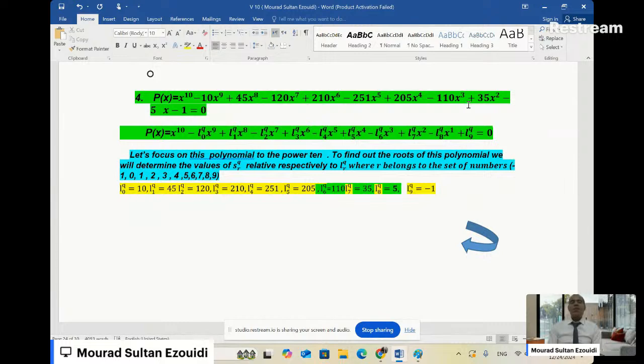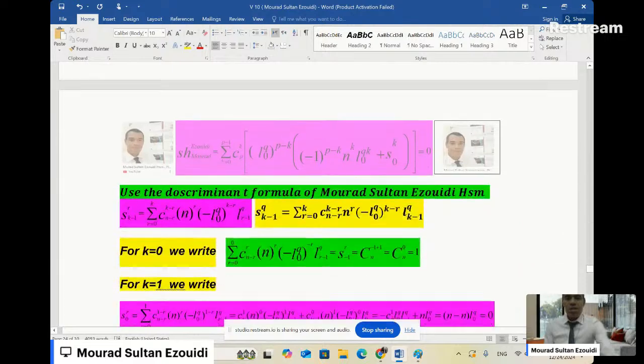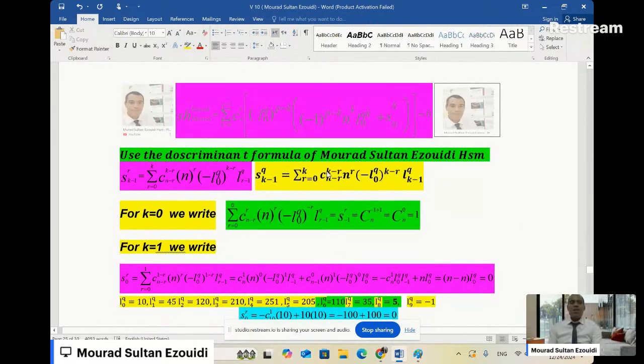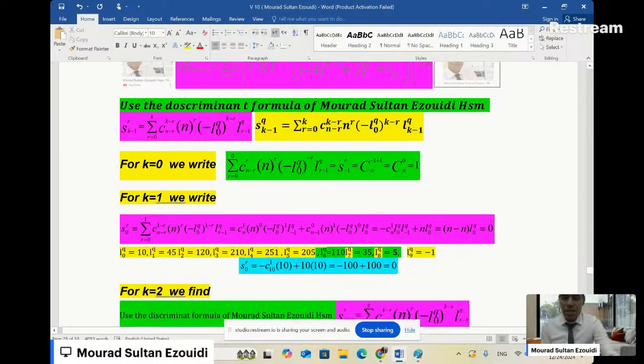So this is in fact going to the power n, to the power 10. I'm going to find my new 10 degree polynomial equation, where the coefficient is labeled as S subscript k minus 1, or it's called the discriminant formula of Mourad Ezouidi, the sum from r equals 0 to k of combination n minus r choose k minus r, and x to the power r, with k ranging from 1 up to 9, 10 minus 1 means 9.